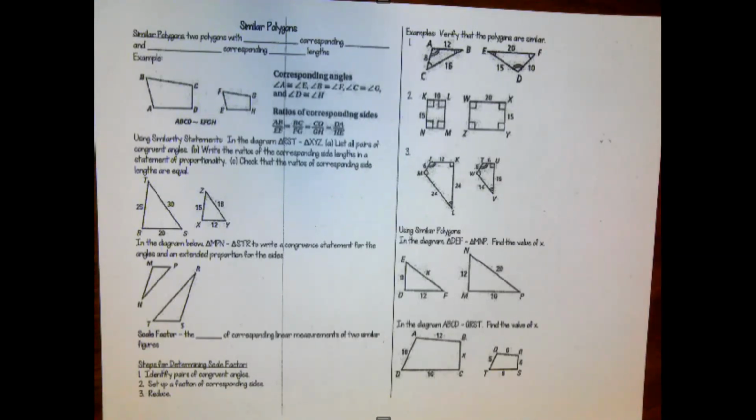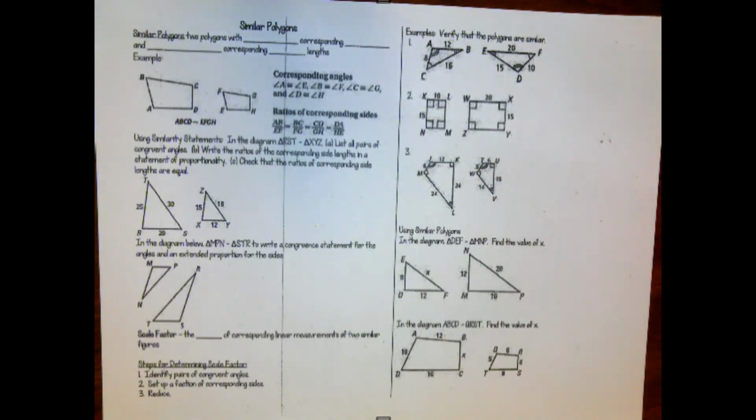This unit is all about the idea of being similar, which is distinct from congruent in that congruent means same size, same shape. Similar just means same shape, but they can be different sizes. We talked about this briefly before, but we're going to go into a lot more detail now.